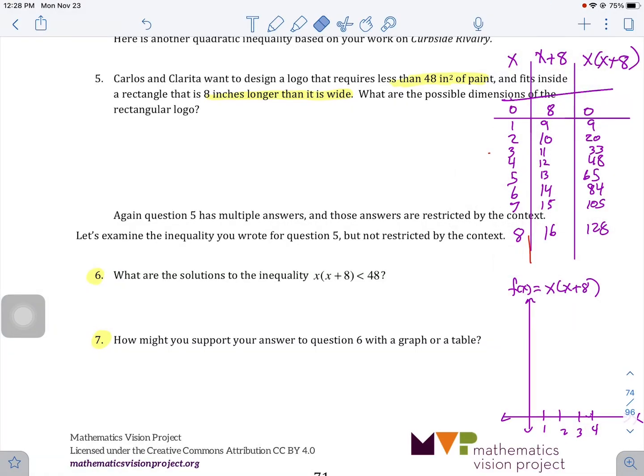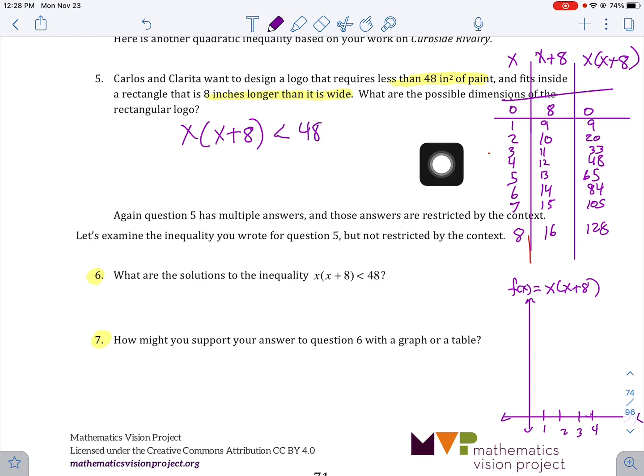Welcome. So we're on part 2 for 3.11, and we're looking at a scenario with 48 inches squared of paint and a rectangle that is 8 inches longer than it is wide, so x and x plus 8. You could write that inequality as x times x plus 8, that's the length, must be less than 48.